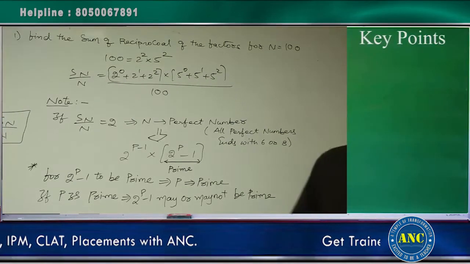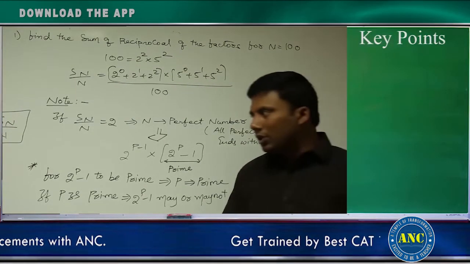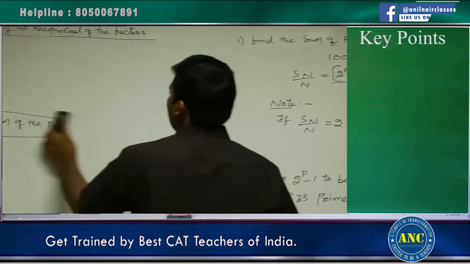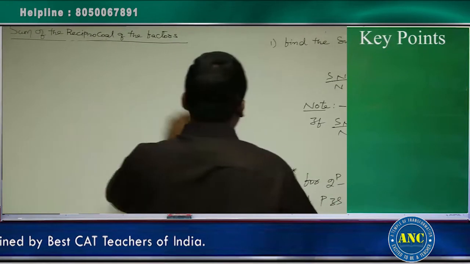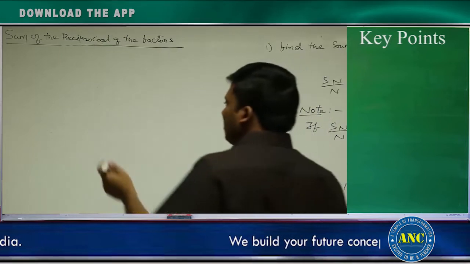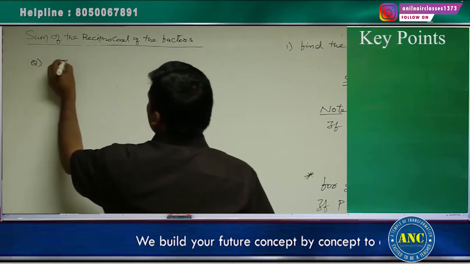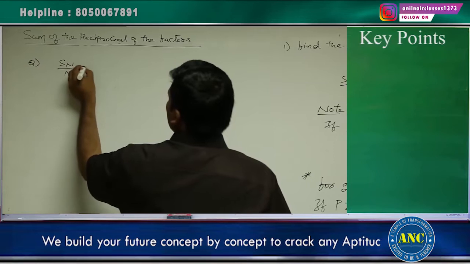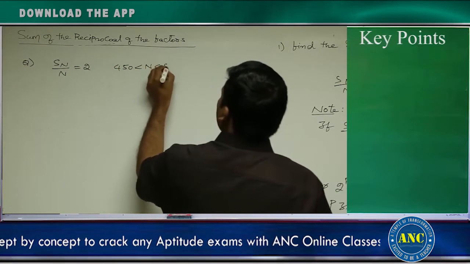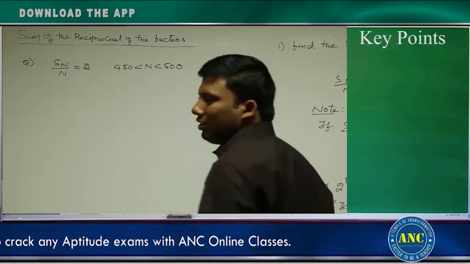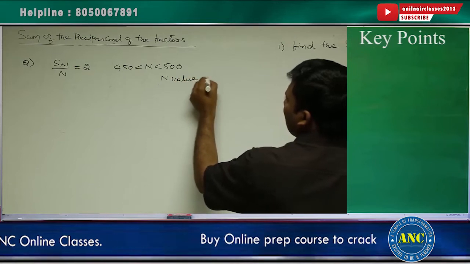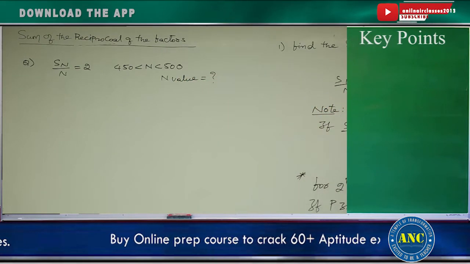Question. Write down: Sn by n is equivalent to 2. N lies from 450 to 500. What is the value of n?